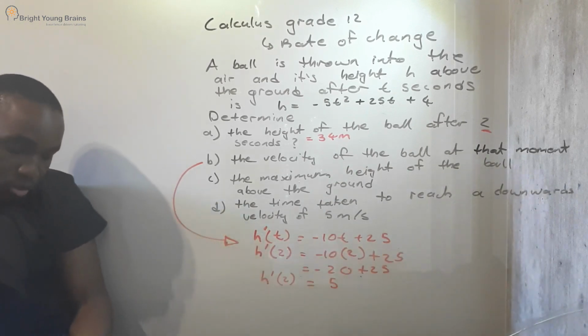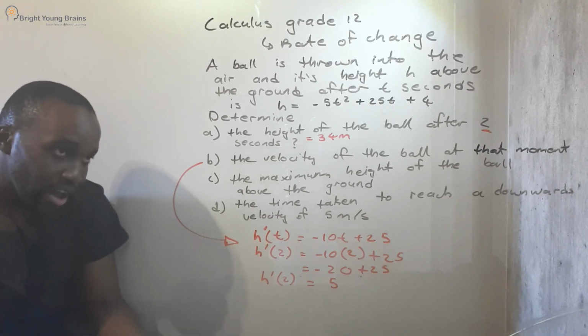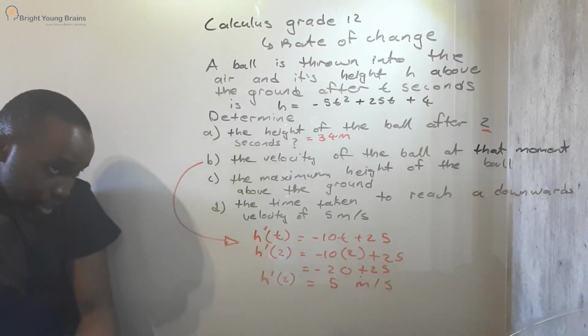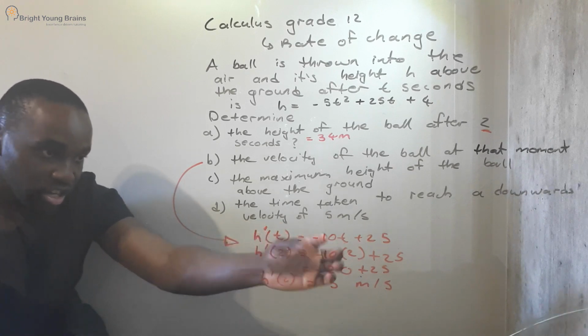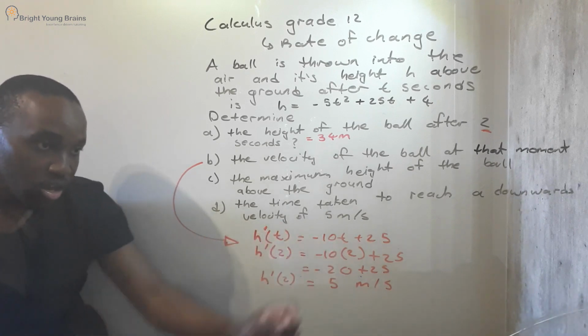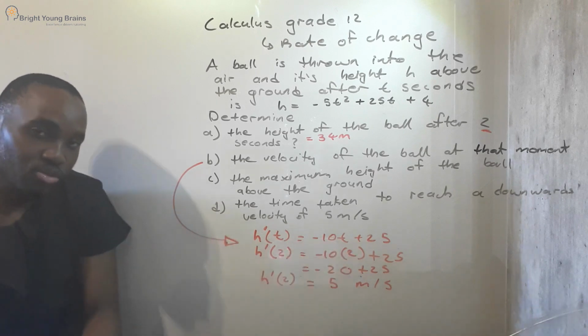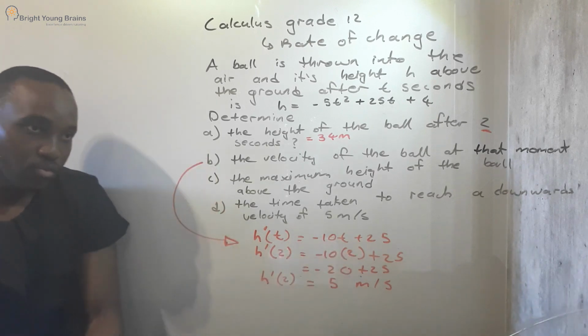So after 2 seconds have passed, we can see that the velocity of this ball is just going to be 5 meters per second, because the rate at which height is changing is 5 meters per second, where time is 2 seconds there. So that's what you have to do for B.